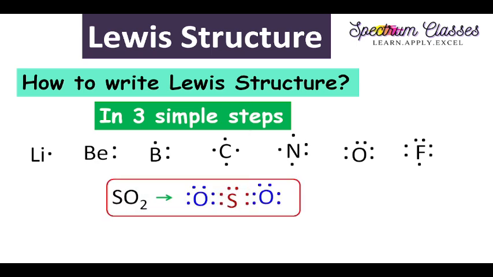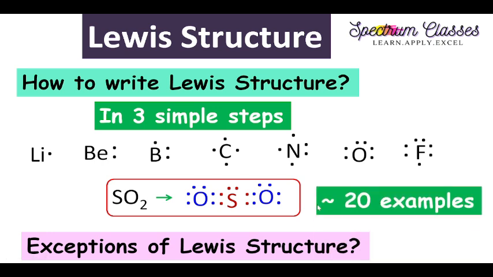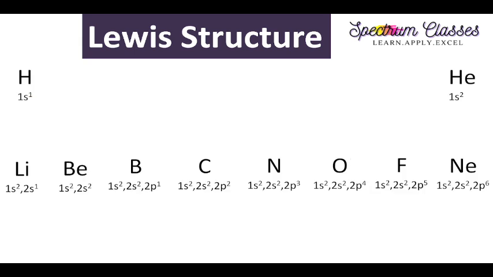We are also going to discuss the exceptions of Lewis structures. For example, sulfur has an extended octet, so we are also going to discuss that here. With more than 20 examples, we are going to summarize these Lewis structures with the complete concept, and we are also going to show you the tricks through which you can easily understand the concept and easily draw the Lewis structure of a given compound.